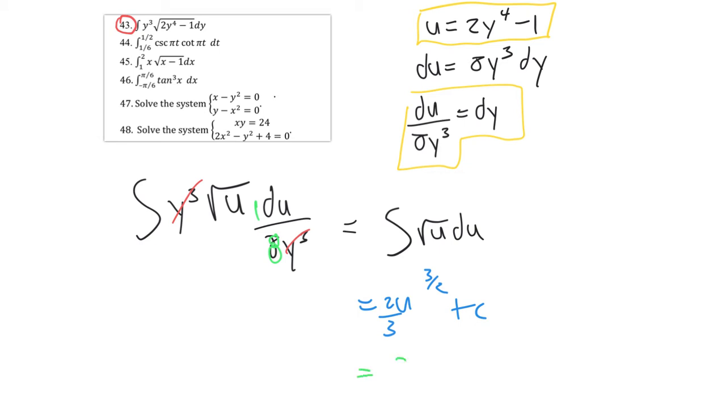So we're just kind of barreling through this one. I've got to tell you, this one's pretty quick. We got this scenario here after substituting 2y to the fourth minus 1 in for u. Let's not forget that exponent, and then we have plus c, and then we are done.